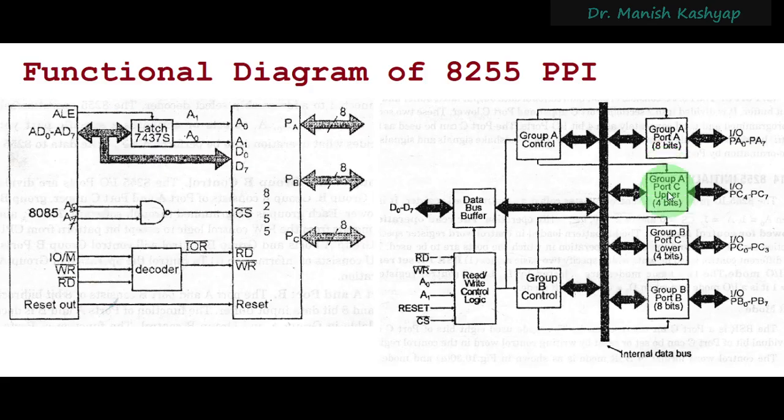And to be able to control group A, we have got group A control here, right? And this is the internal data bus of the 8255 system, which is also connected to the external microprocessor, whatever microprocessor is used.